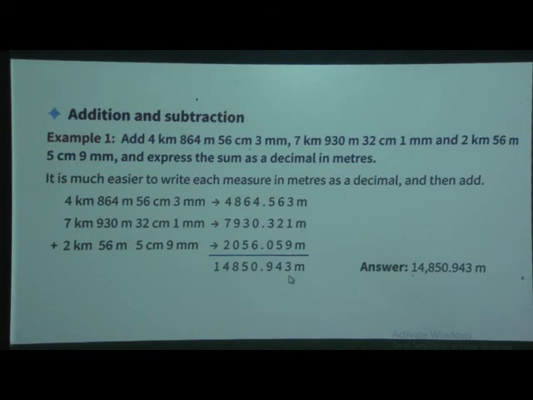Now we just have to add this. After adding, 9 plus 1 is 10 plus 3 is 13, getting 1 carry over here, and after calculation we get 14,850.943 meter, because they asked for a decimal in meters. Therefore we can say it is 14,850.943 meters. In this way we can do addition when they give us units like 4 kilometer, 864 meter, 56 centimeter, 3 millimeter, and we have summed all the units given to us because it was an addition operation.